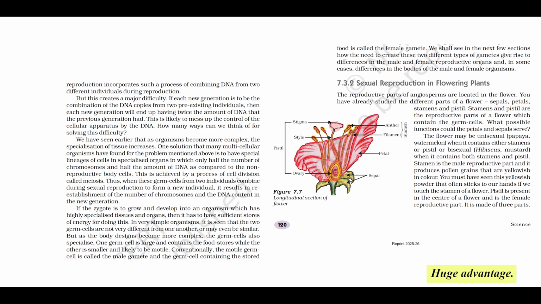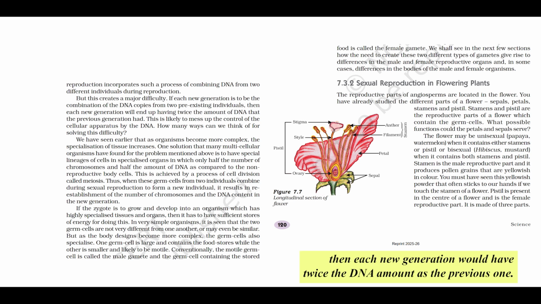Big advantage. Huge advantage. But this combination presents a major biological difficulty. If each new generation simply combines the full DNA from two parents, then each new generation would have twice the DNA amount as the previous one. Oh yeah, that would double every time. That can't work. Exactly. It would quickly disrupt cellular control, lead to non-functional cells, non-viable species. So how has nature brilliantly solved this fundamental problem? How did it solve it? We observed earlier that as organisms get more complex, tissue specialization increases. One brilliant solution evolved by many multicellular organisms is having special lineages of cells, germ cells, in specialized reproductive organs.